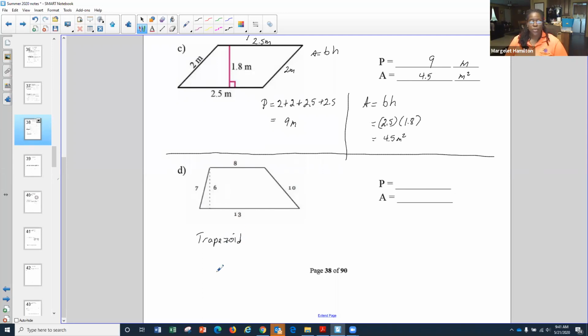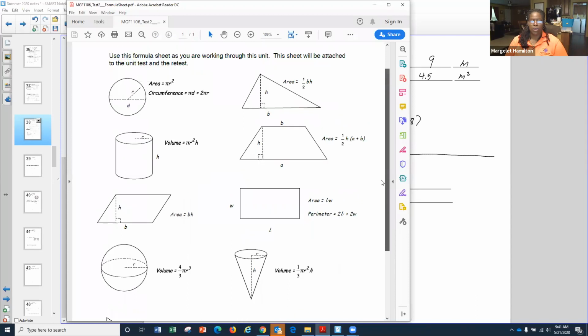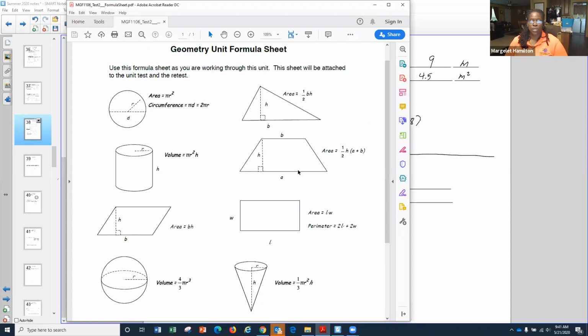So there's our trapezoid. Let's go and find our formulas now. So looking for that shape. Okay, here's our trapezoid. And here's the area. Area is 1/2, h is our height, times a plus b. So our a represents our bottom here, and b is our top.